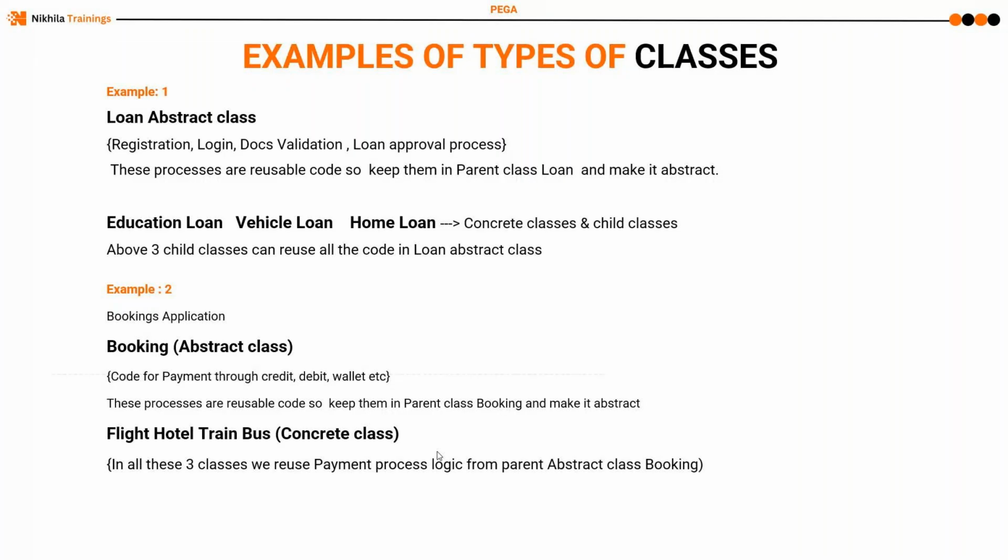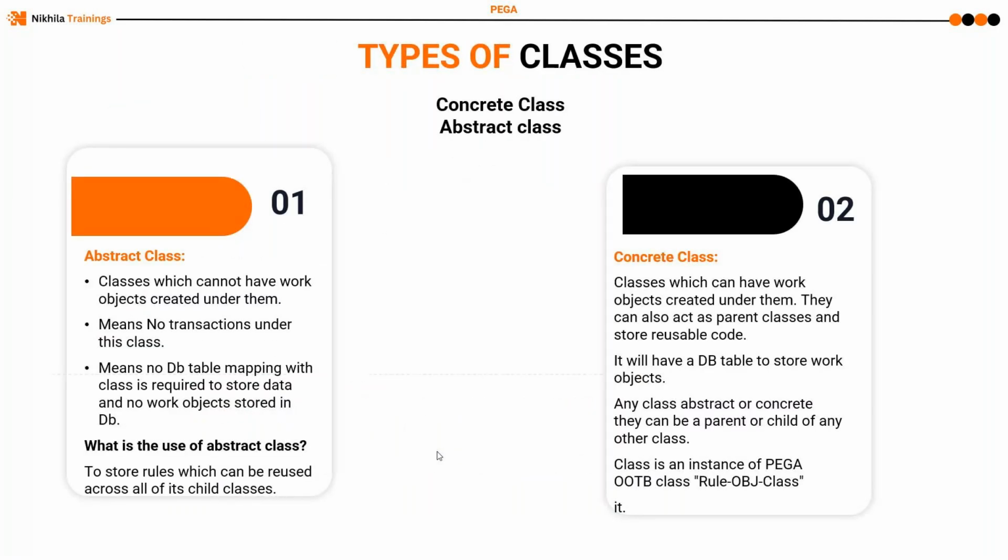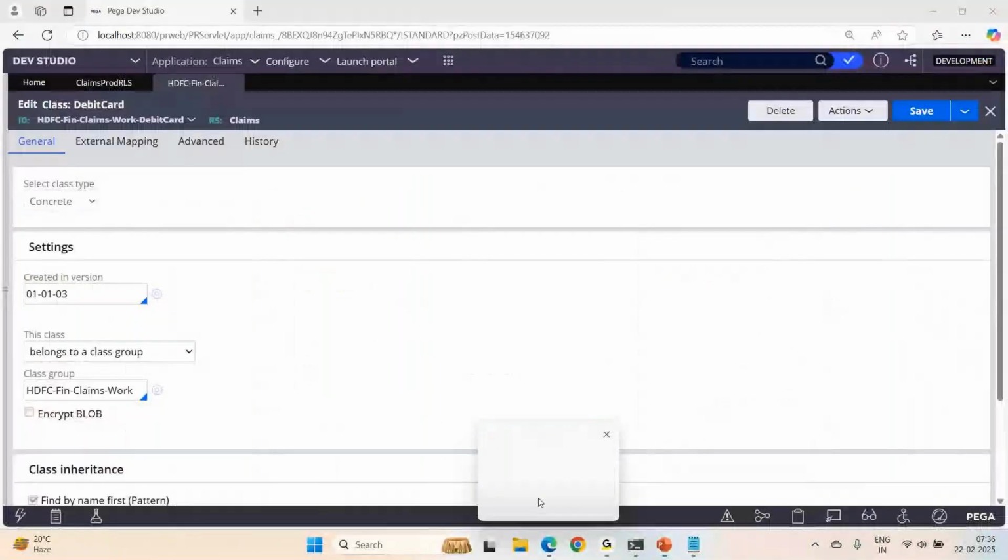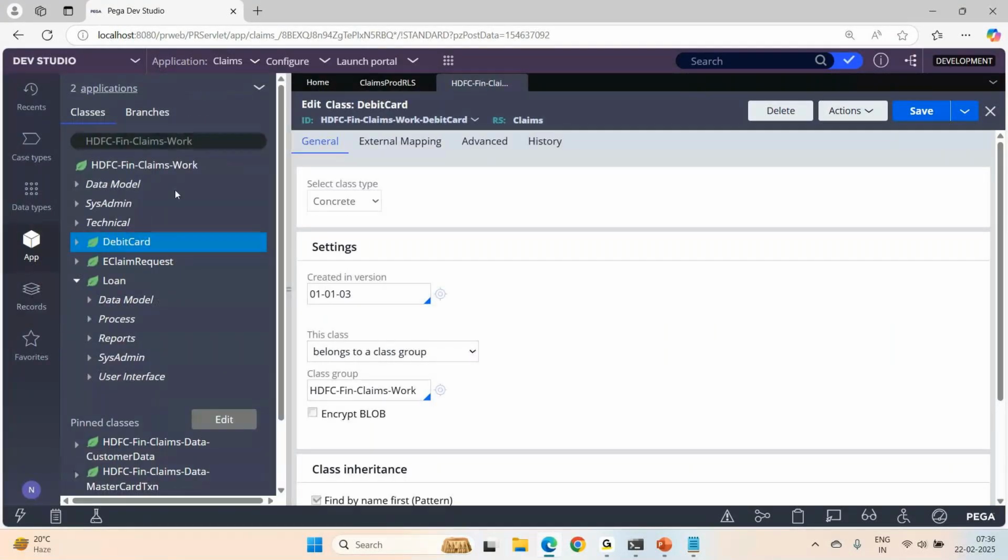As I told you, a parent class can be abstract or concrete. Similarly, a child class can be abstract or concrete. It is never that parents are always abstract and children are always concrete. No, don't understand it like that. Just in these examples, parents are abstract and children are concrete. That's it. We'll go back to this class and see how this is maintained. It can be a concrete class or an abstract class. Let me show you an abstract class as well.